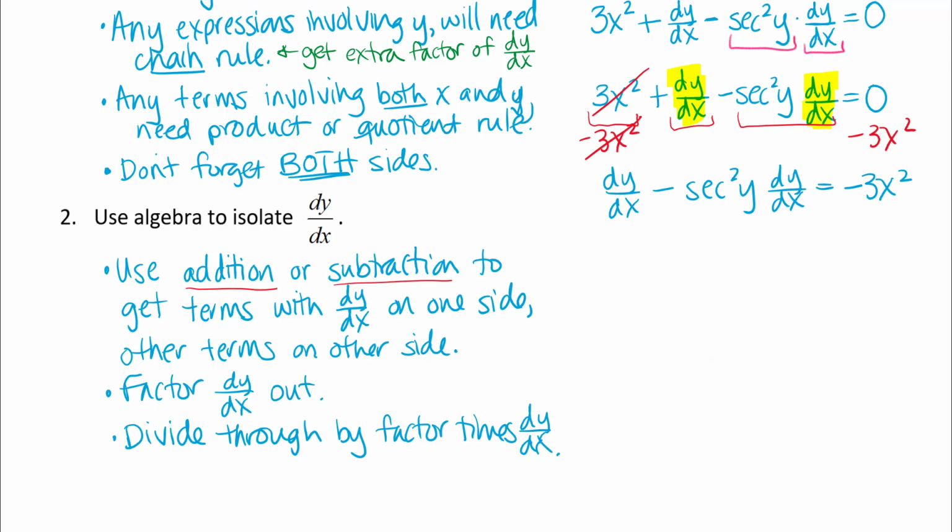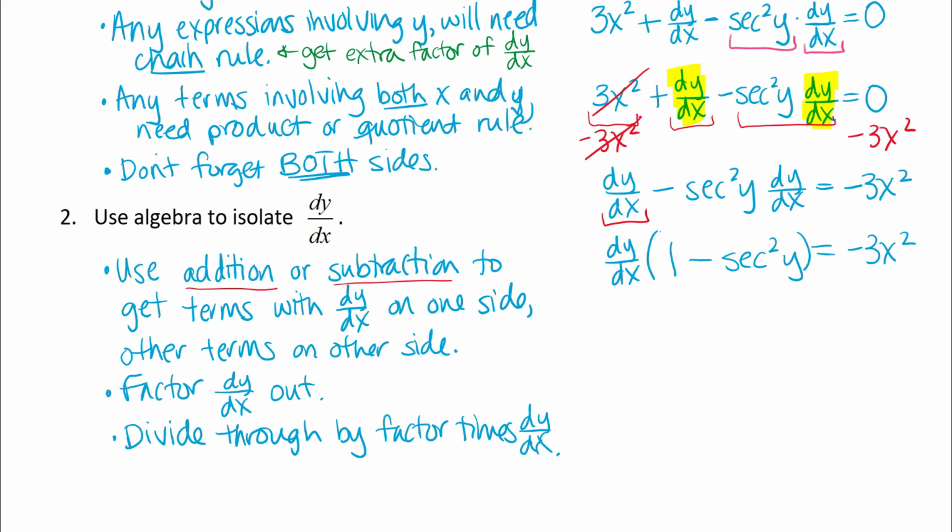Now I want to factor out the dy/dx. The algebra here is always pretty much the same. Gather the terms on one side of the equation and then factor out dy/dx. Be careful here to notice that when I factor dy/dx out of this first term, I'm actually left with a 1, not nothing, I'm left with a 1. And then when I factor dy/dx out of the second term, I'm going to be left with minus secant squared of y.